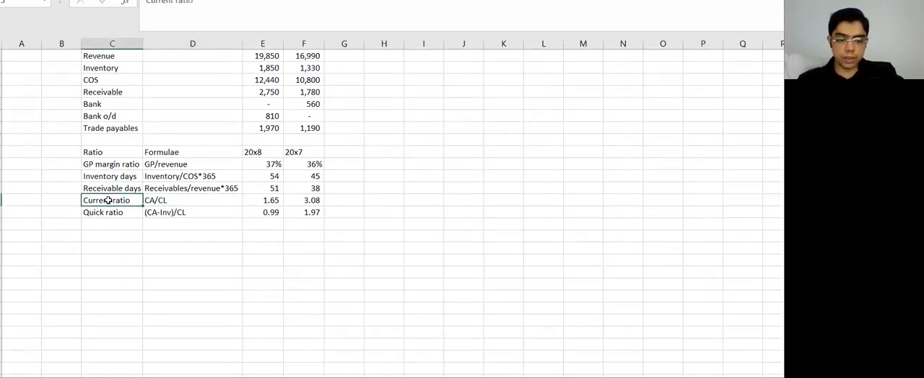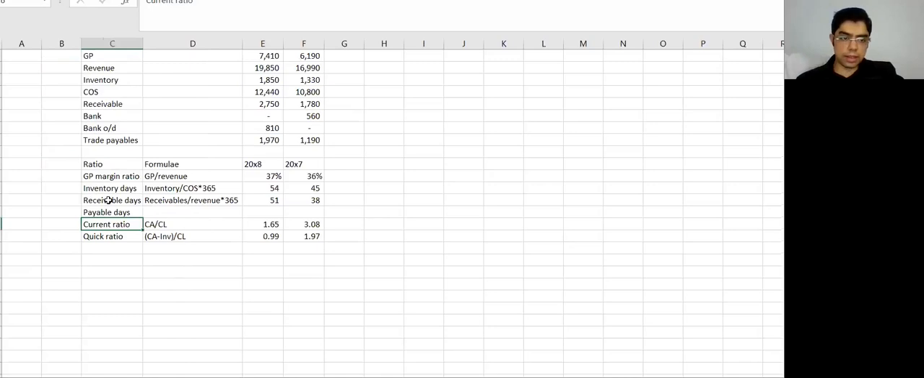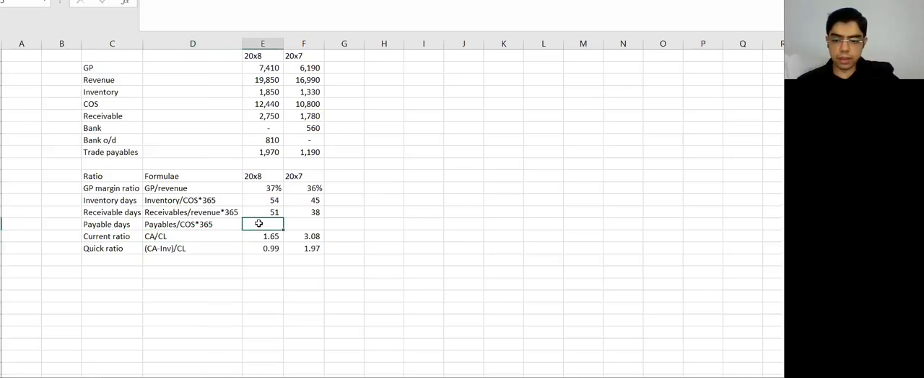Just see over here, you could even add payable days. And how would you determine your payable days? That would be payables divided by your cost of sales multiplied by 365, and you simply arrive at your solution. Here are your payables, multiplied by 365, divided by your cost of sales. Scenario is over.